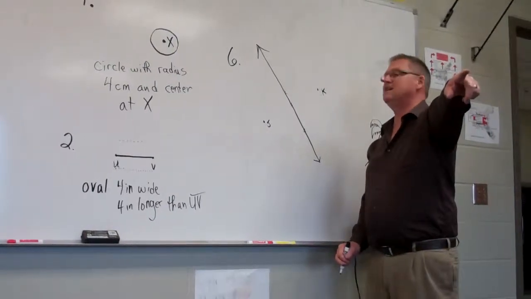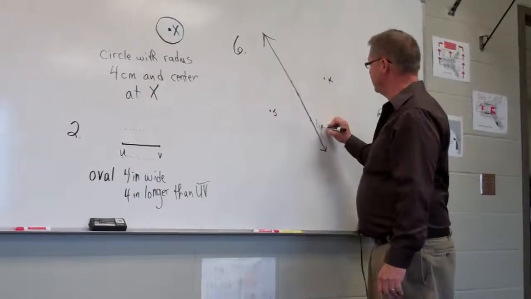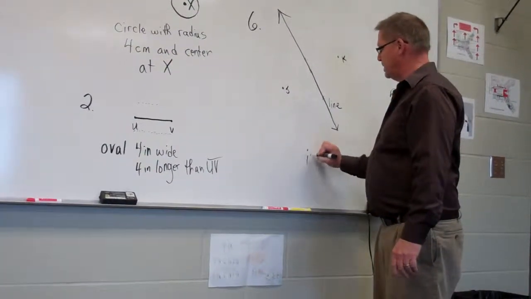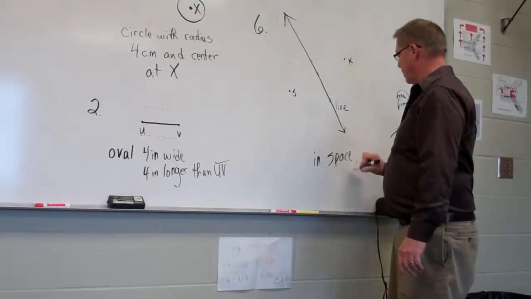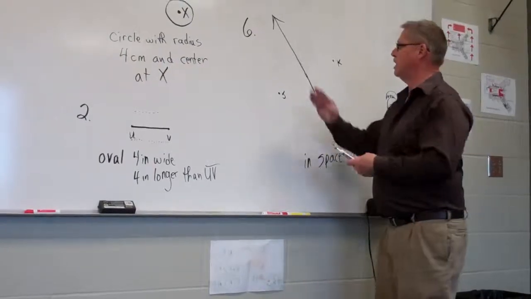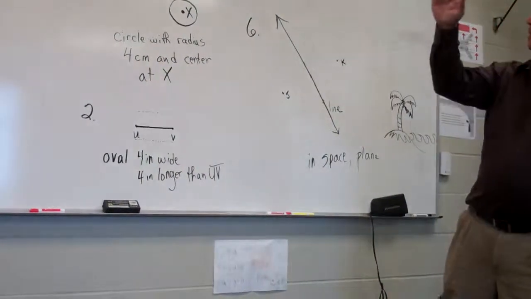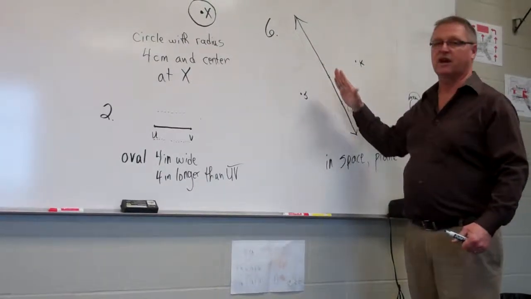Riley sees 3D, a plane. So this is a line in space. It'll be a plane. And that plane will go exactly between there.